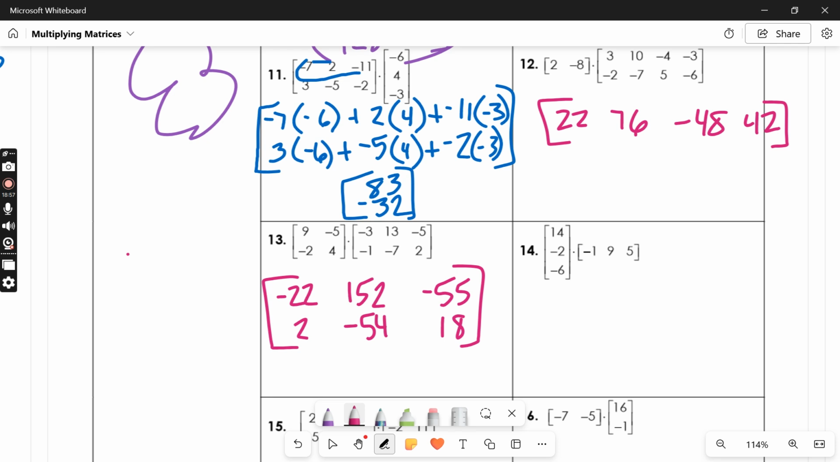On 14, you have a 3 by 1 and a 1 by 3, and we're going to end up with a 3 by 3. So this would be negative 14, 126, 70, 2, negative 18, negative 10, 6, negative 54, negative 30.